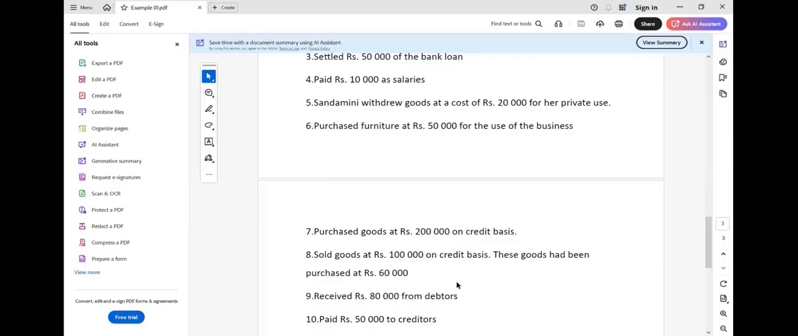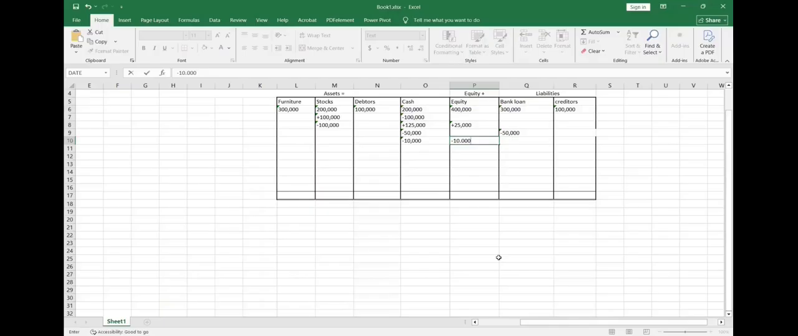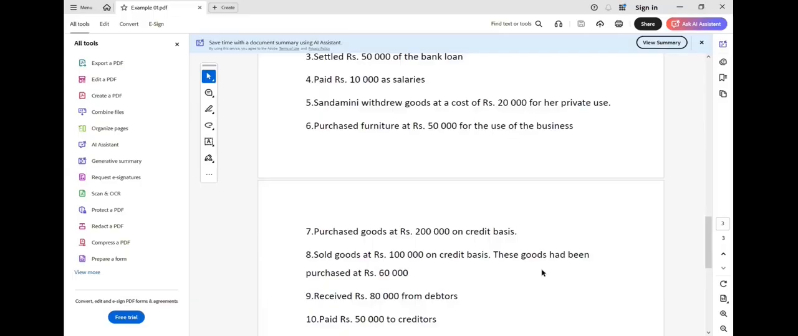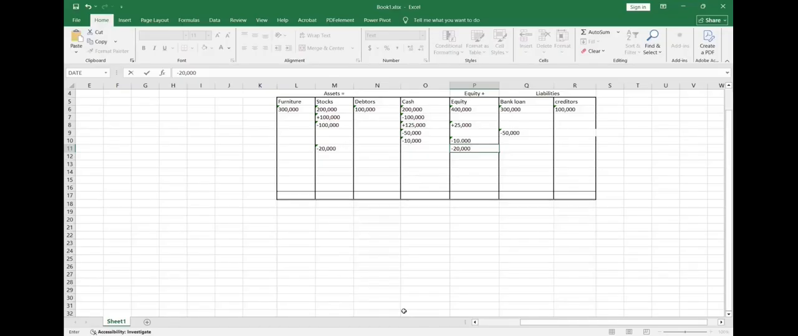Sandamini withdrew goods at a cost of 20,000 rupees for her private use. This is a drawing, but here Sandamini doesn't take money, she takes goods. It means the stock value should be decreased by 20,000 and the equity should be decreased by 20,000 because it is drawing. Purchase furniture at rupees 50,000 for the use of the business. We receive a new asset, it is furniture. The value is 50,000 rupees plus 50,000. And we need money to buy furniture, then we have to take 50,000 out of our drawer.